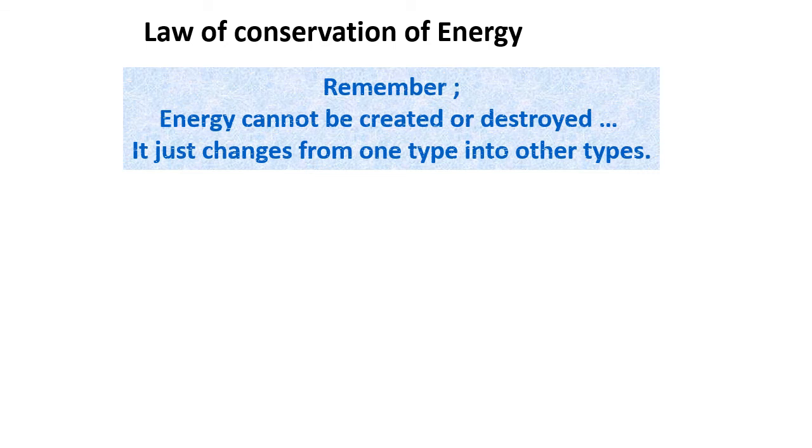So what is the law of conservation of energy? Energy cannot be created or destroyed, but it can be transferred from one form to another form. It is important to understand that you cannot create energy, you cannot finish energy. So whenever something is happening and energy is being transferred from one form to another, the total energy of the system remains constant, remains conserved.